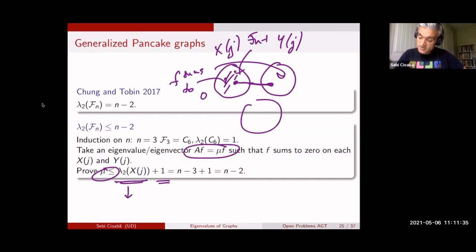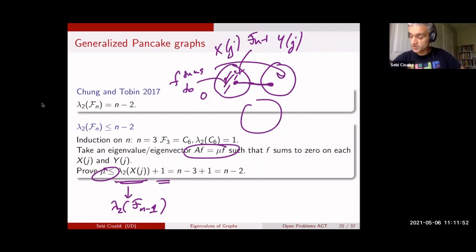And the lambda 2 of xj is lambda 2 of fn minus 1, because that's the graph that lives in there. The smaller graph lives inside there. And then by induction, that's n minus three, and that gives you the result.